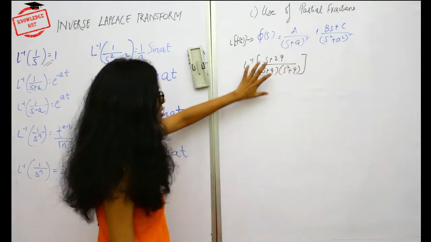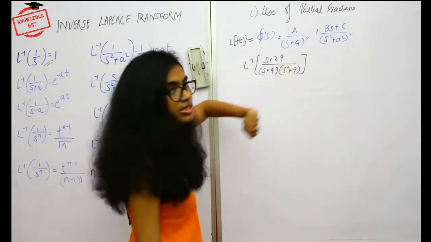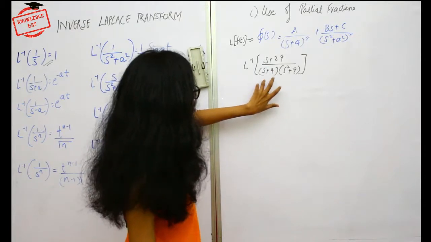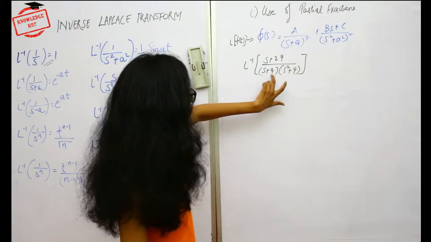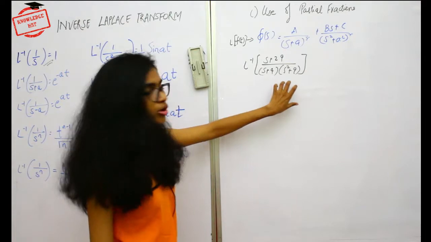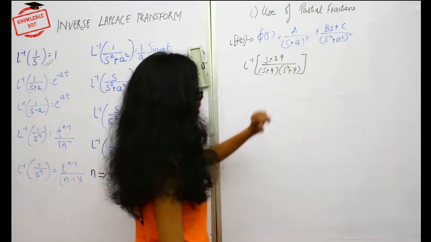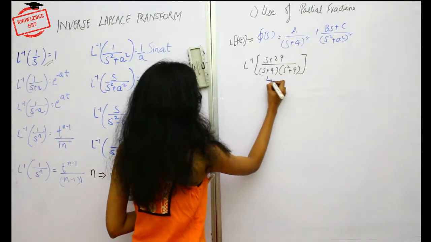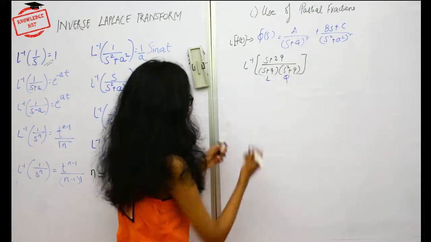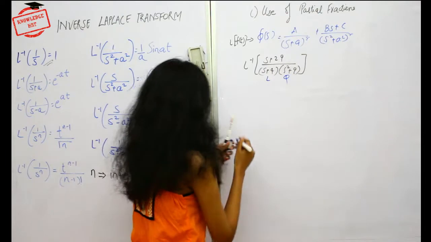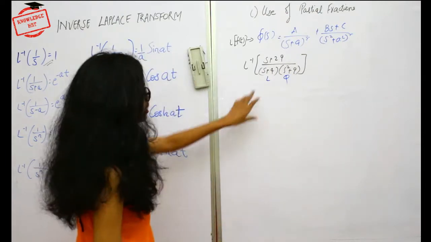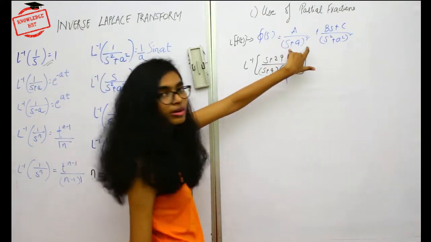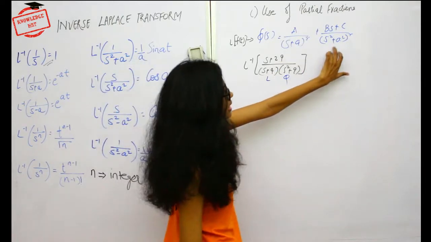See, whatever is given in the question, it will be in terms of multiplication of either a linear or a quadratic term, or multiplication of two quadratic terms, or multiplication of two linear terms. So this is multiplication of a linear term and a quadratic term, right? So I'll understand I have to use partial fractions. So linear term will be expressed like this, and quadratic terms will be expressed like this.